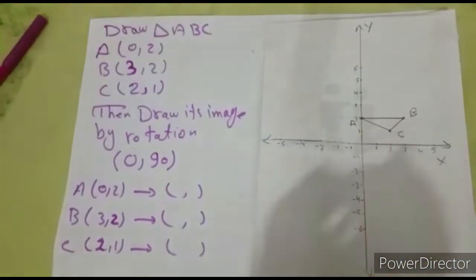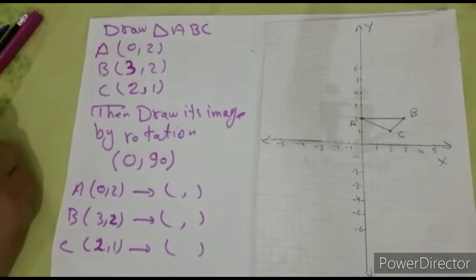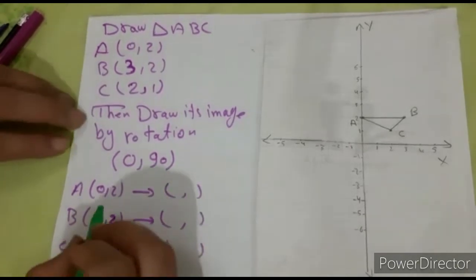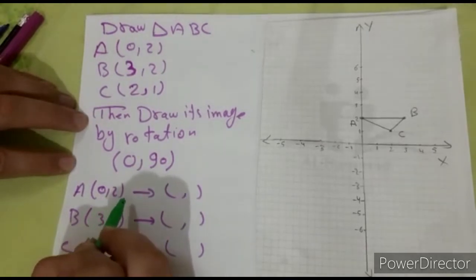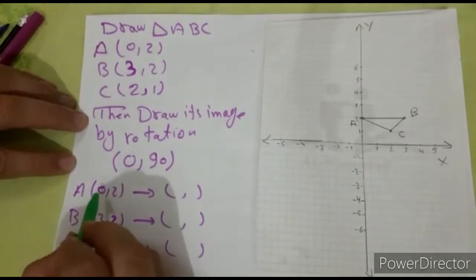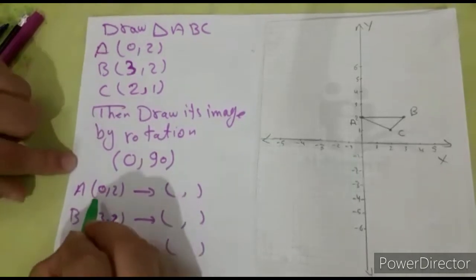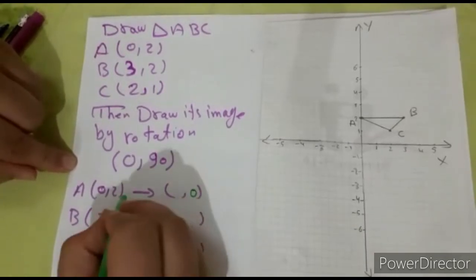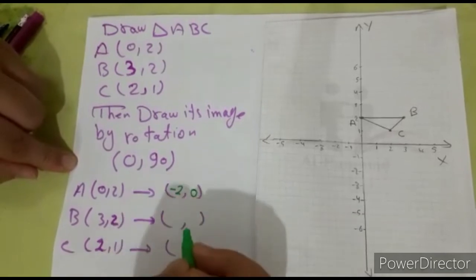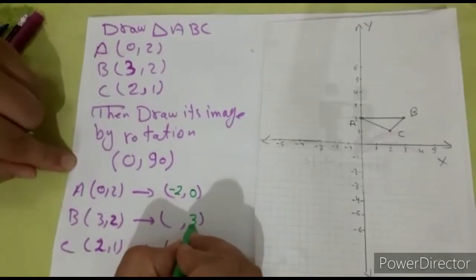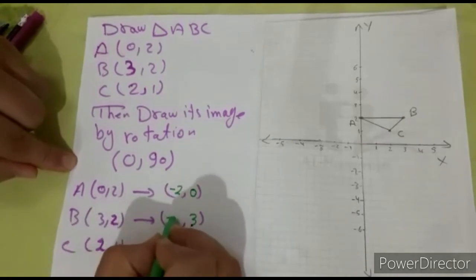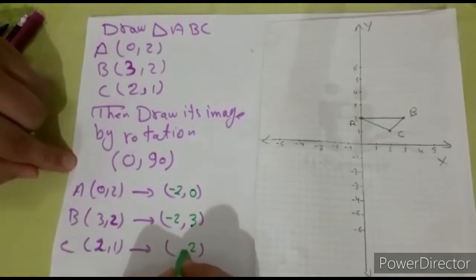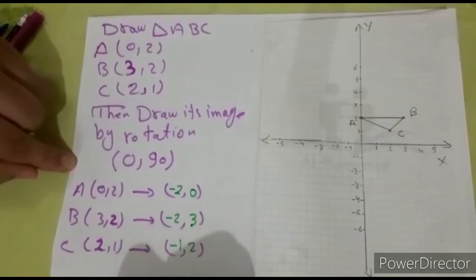Yes. After that, the image of this triangle by rotation O and 90. Pay attention, please. O and 90 means we replace the two coordinates and change the sign of the second coordinate, Y. 0 and 2: replace between 0 and 2, 0 here, and 2 became -2. 3 here became the second, and 2 became -2. 2 the second, and 1 became -1.